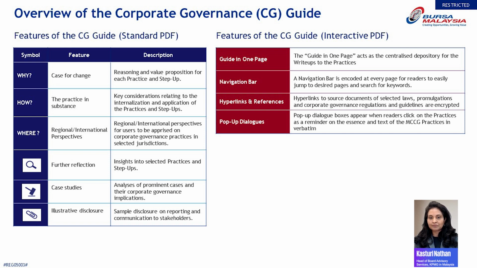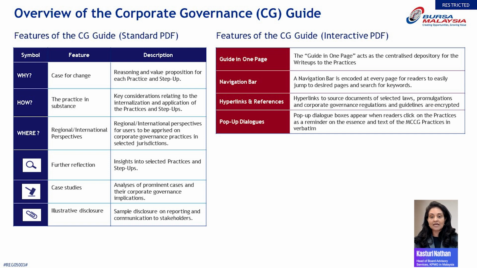We are happy to inform that an interactive PDF version of the CG Guide is now available for download. In the interactive PDF version, the guide in one page serves as a centralized depository for the write-ups on the practices, where users can jump to specific write-ups through hyperlinks attached to the respective titles. A navigation bar is also encoded at every page for readers to easily jump to desired write-ups on practices via the guide in one page or the executive summary and the three pull-outs. The navigation bar also allows users to search for specific keywords.